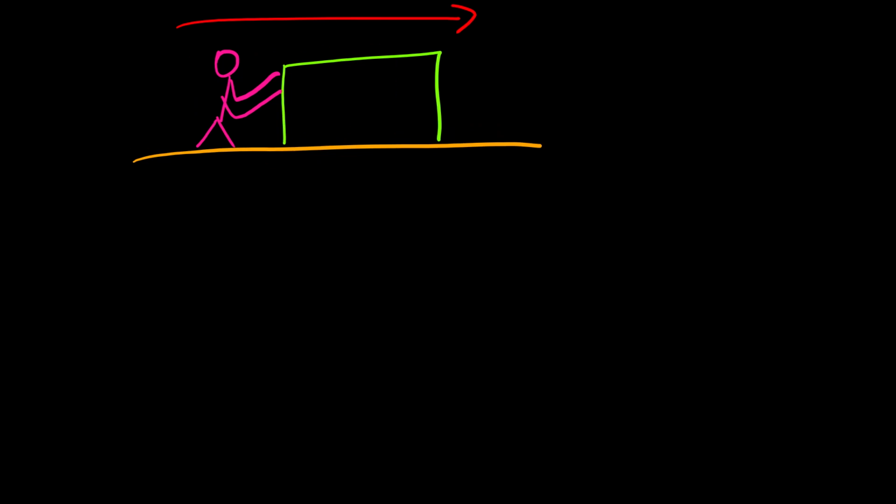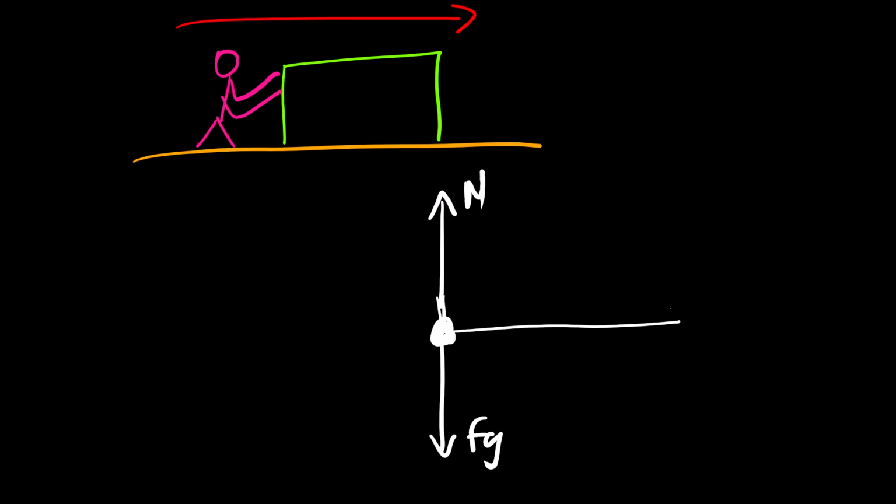Our next example is similar to the previous one, but then the surface is frictionless. There is no kinetic friction. So the free body diagram will be normal force, force of gravity, applied force. There is no kinetic friction.